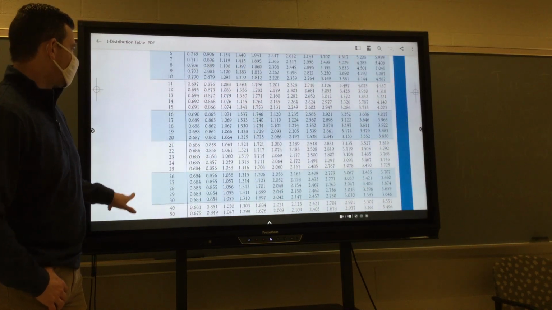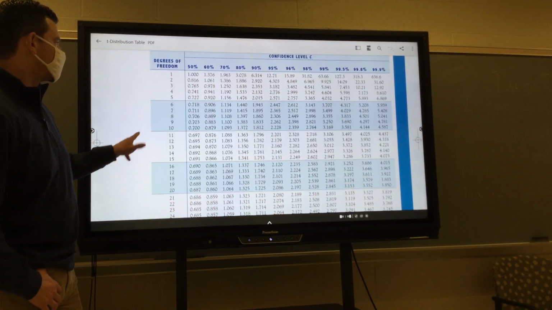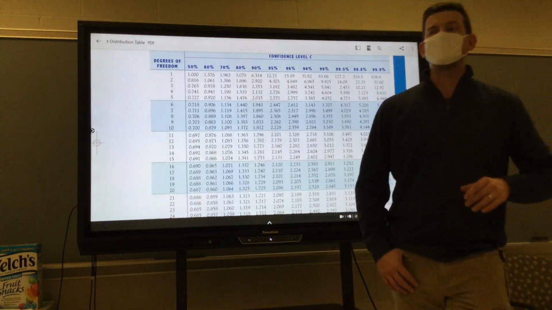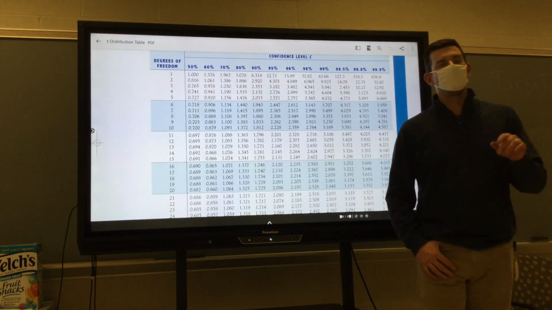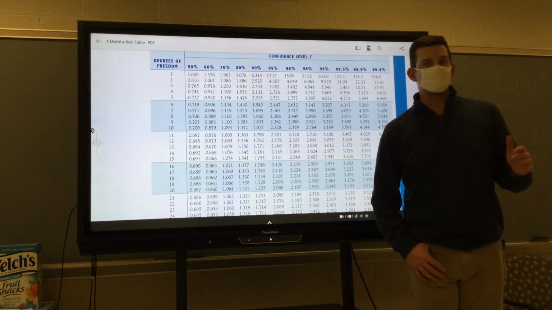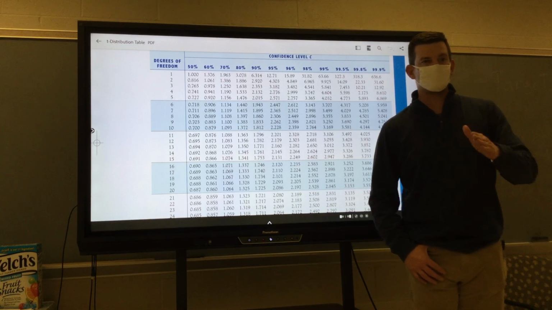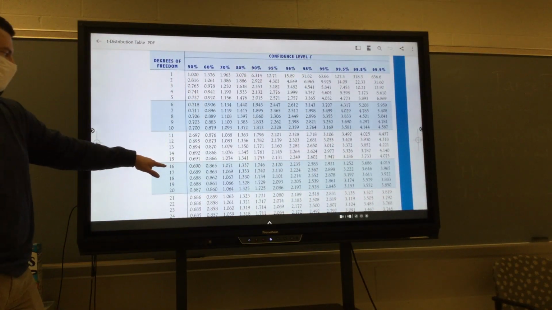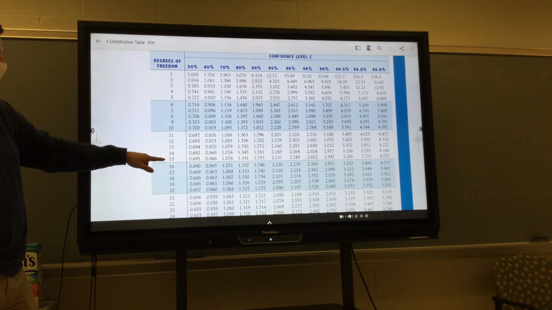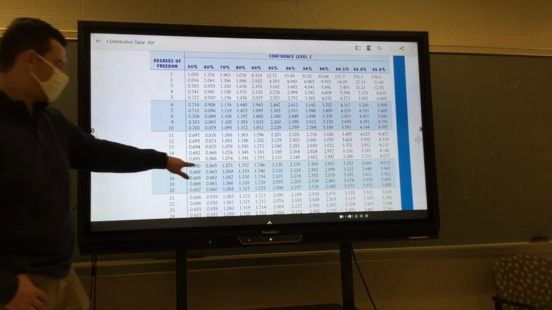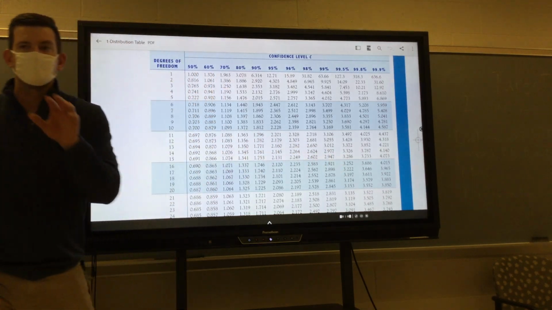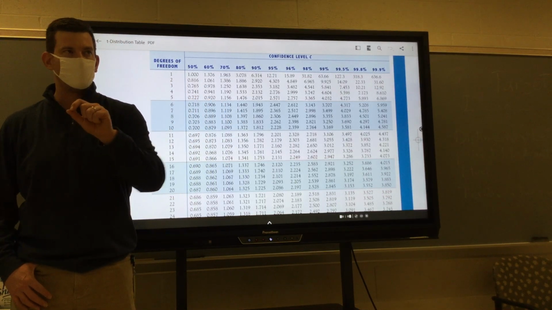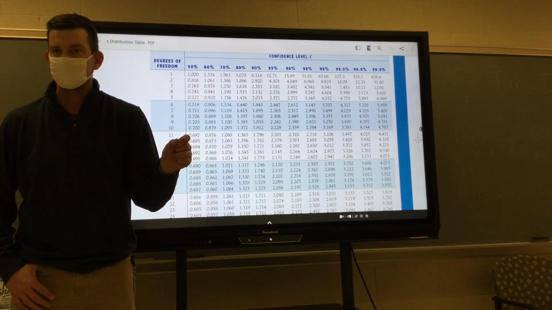Along the left side, we need to select our degrees of freedom. And we had samples of differing sizes. Our smaller sample was 17, so 17 minus 1, we have 16 degrees of freedom, right there. What we are doing is looking in this row, trying to get as close to that t statistic of 2.142 as we can.